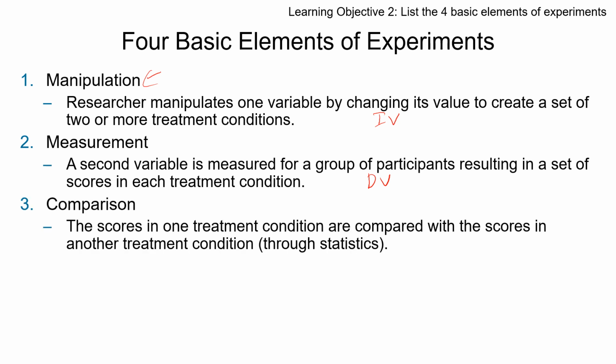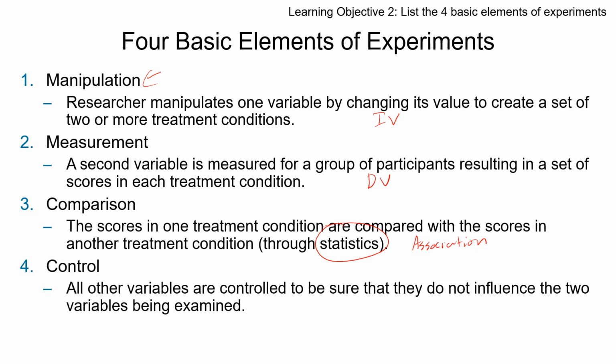Then after that, a comparison is made. So the scores in one treatment condition are compared with the scores in the other treatment condition. And this is where through stats, you determine if there is an association, if there is a relationship, between the 2 variables. And if it was just the association we were concerned with, then we wouldn't have cause. How can we determine cause?